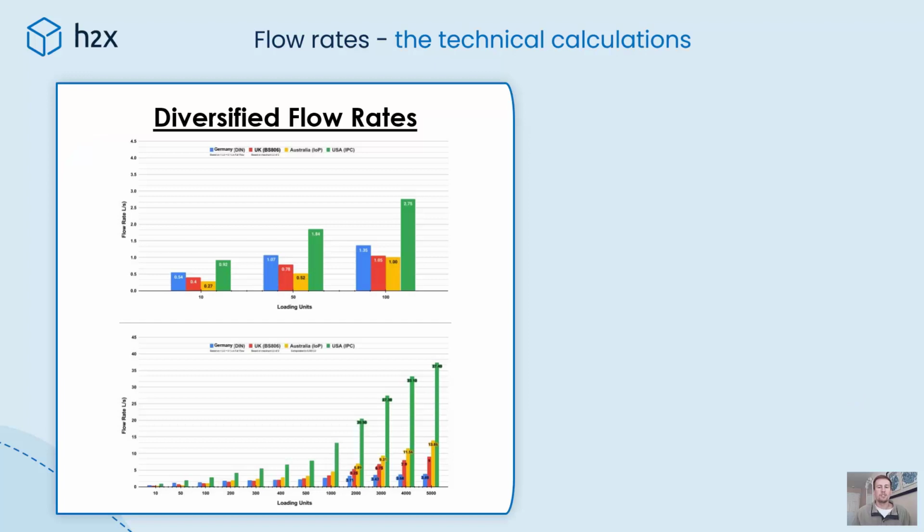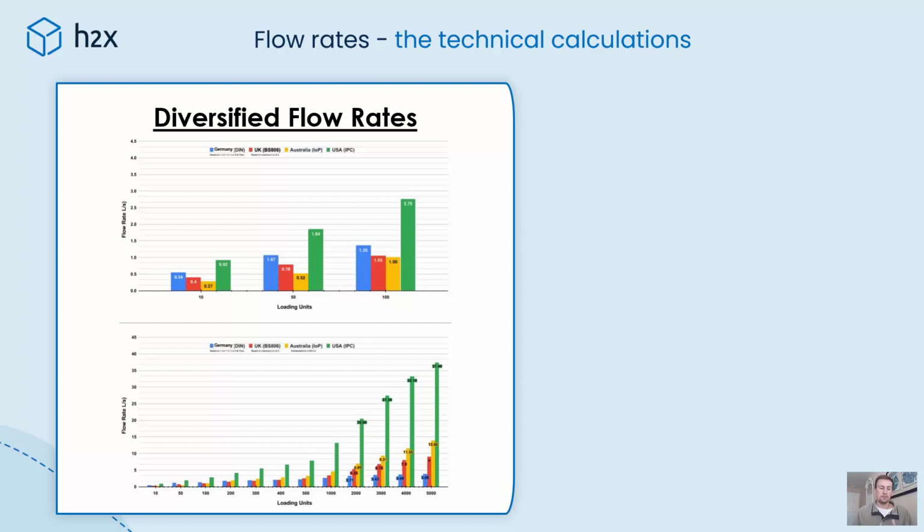So in summary, a diversified flow rate is where you look at the loading units, which are units assigned to each fixture, and then convert those units to a flow rate. And it's important to understand it's not linear. So if you look at the blue column, for example, for 10 loading units, the flow rate is 0.54. Then for 50 loading units, we don't times the flow rate by 5. It's a completely new diversity and probability, so it is now only 1.07. And then once again, as we go from 50 to 100, we don't double the flow rate, we look it up again, and it's increased from 1.07 to 1.35.